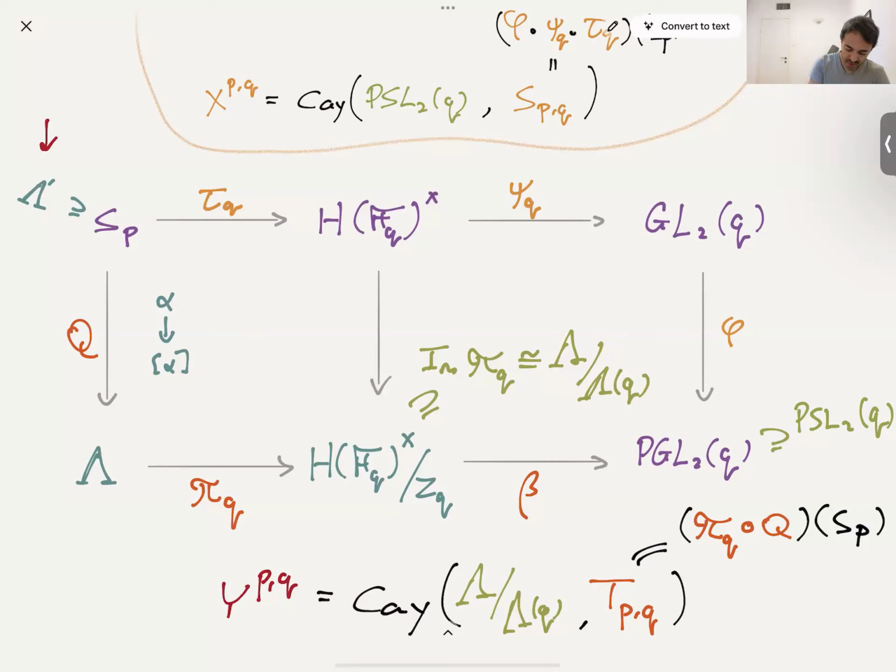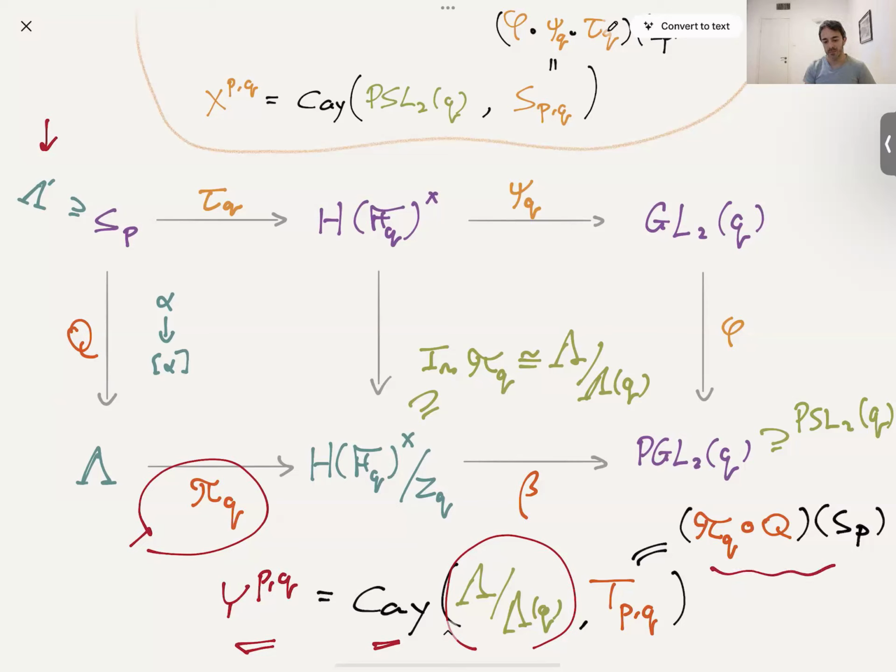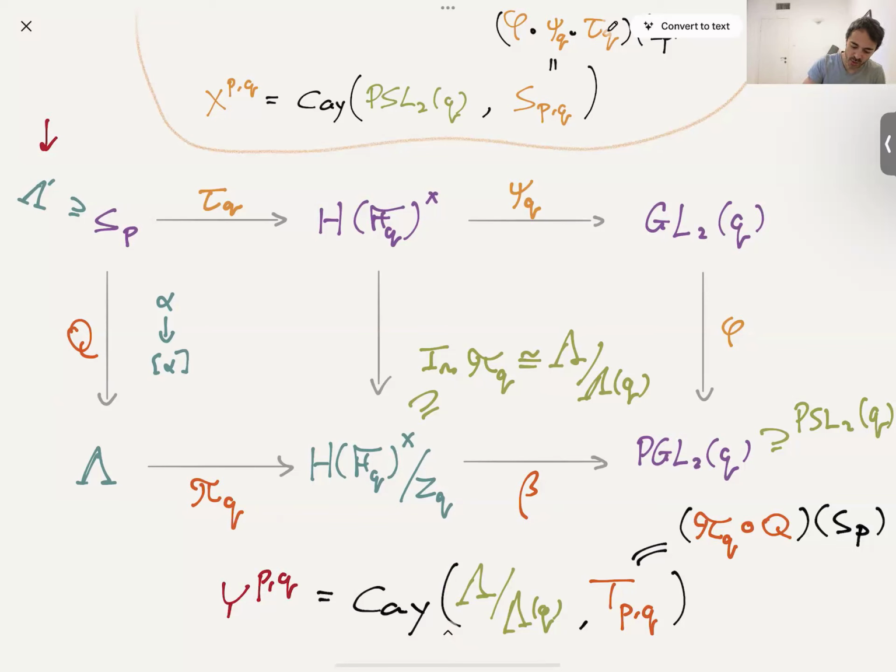And using this Q and capital Q and pi sub little q, we defined the graph YPQ. So YPQ is the Cayley graph whose vertex set is the image of this map, which we identified as lambda over lambda Q by the first homomorphism theorem. Lambda Q is just the kernel. It was defined to be the kernel of this map. And tau PQ is just the image of SP under Q and pi Q. Okay, so pictorially, YPQ sits here and XPQ sits here.